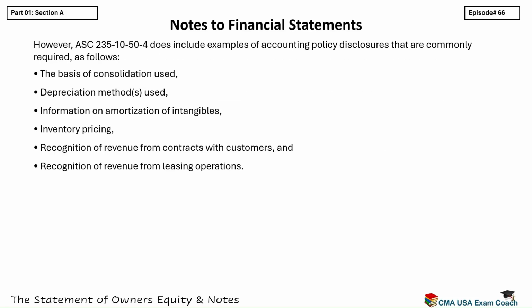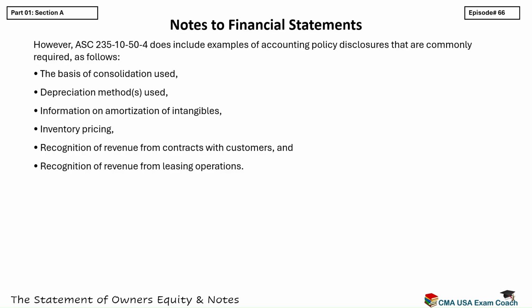Now that we understand what notes to the financial statements are, let's look at some specific examples of accounting policy disclosures that companies commonly provide. These examples come from the accounting standard ASC 235, which guides how companies should present their accounting policies. The first example is the basis of consolidation used. This explains which subsidiaries or entities are included in the company's financial statements. For instance, if a parent company owns several subsidiaries, the notes will clarify whether all subsidiaries are fully consolidated or if some are accounted for using equity methods. This helps users understand what parts of the business are actually represented in the statements.